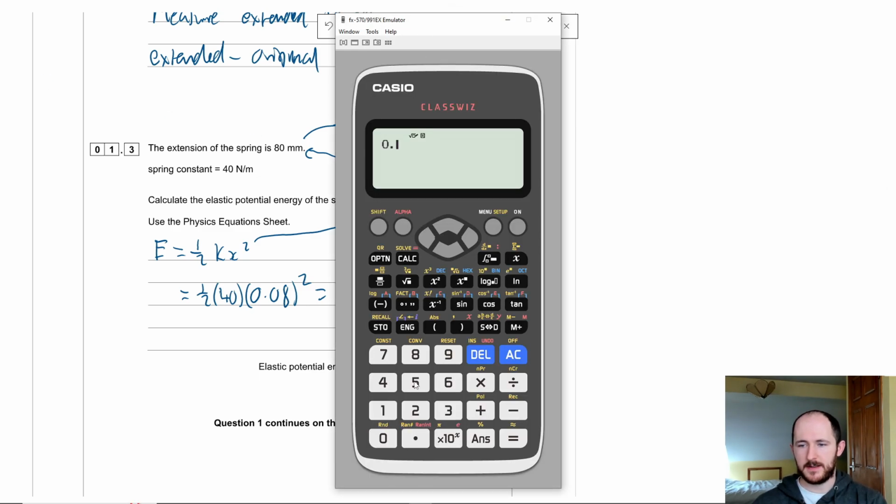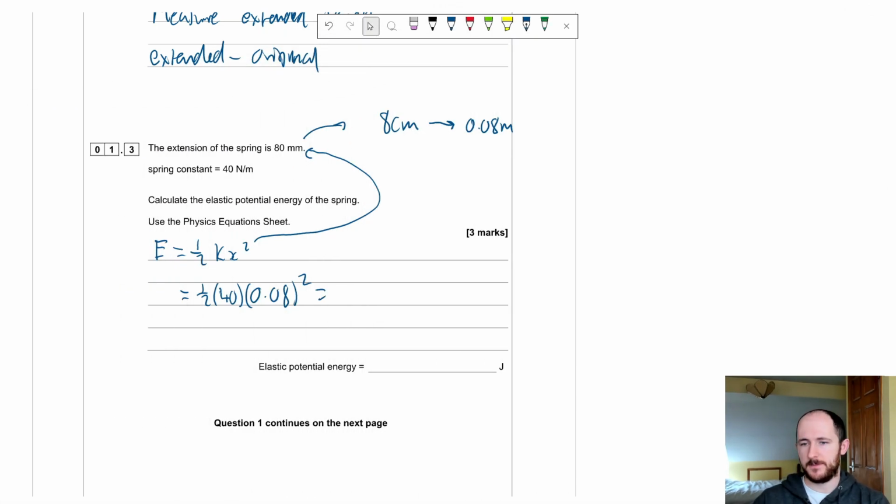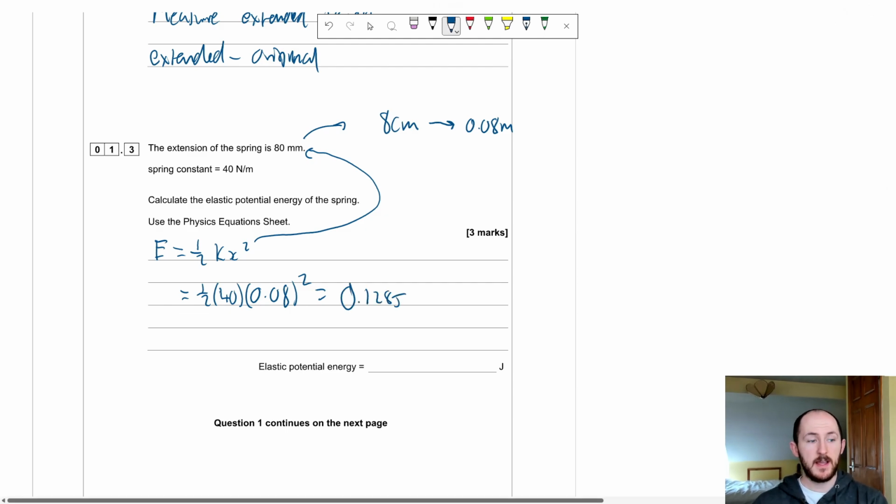So 0.5 or a half, depending on what you want to do, and then 0.08 squared, which is 0.128 joules of energy, which isn't a lot, but it's not really meant to be a lot because it's just a spring after all. For 3 marks, I think that's a pretty reasonable thing, especially because the equation is on your equation sheet. You just need to be able to find which one it is.